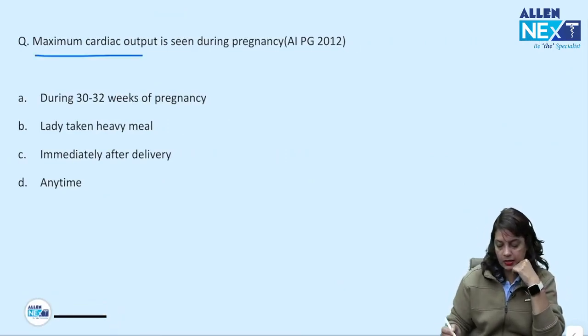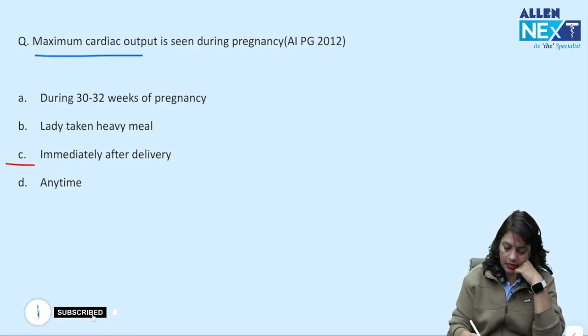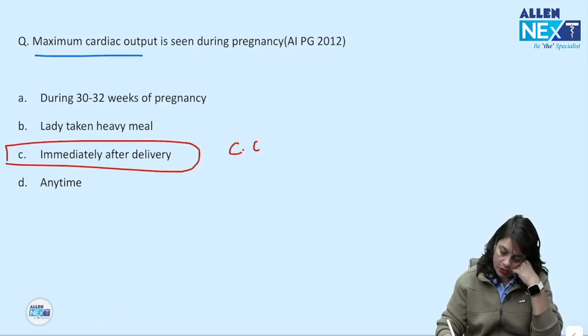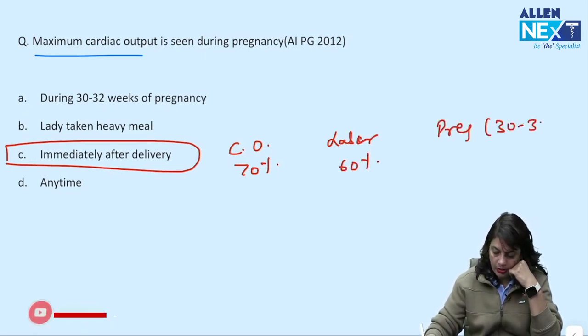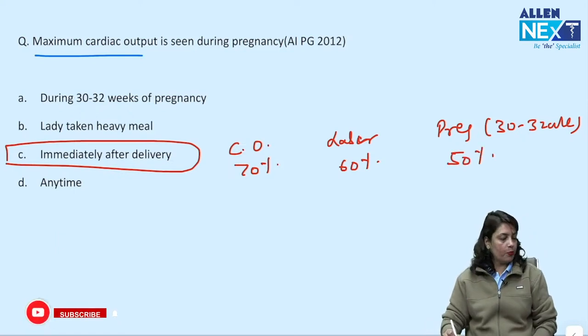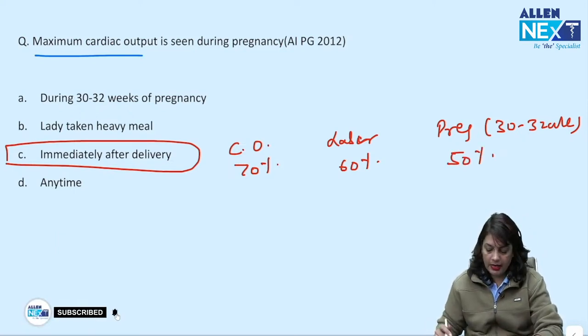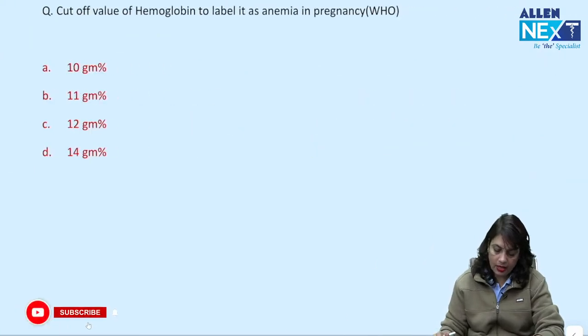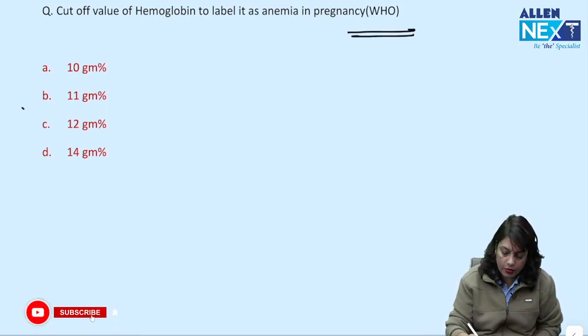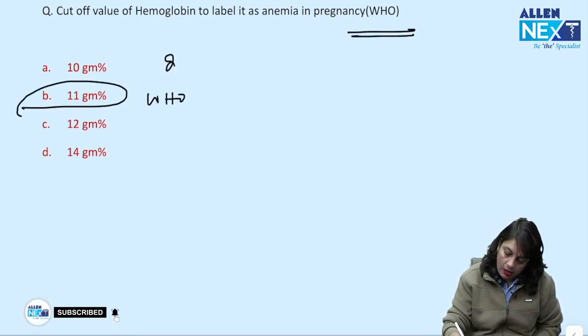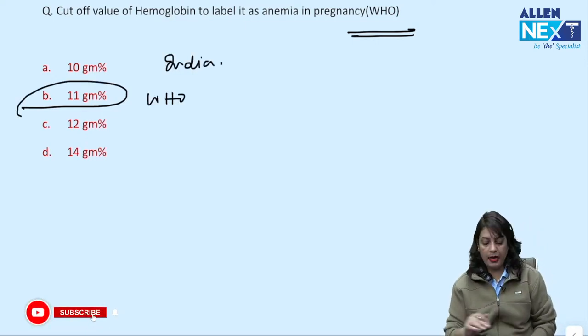Maximum cardiac output seen during pregnancy is immediate postpartum. Immediate postpartum cardiac output is 70%. During labor, cardiac output is 60%. During pregnancy, 30 to 32 weeks, cardiac output is 50%. So maximum cardiac output is seen immediately after delivery. Cutoff value for hemoglobin to label it as anemia in pregnancy according to WHO is 11 gram percent. According to India is 10 gram percent.